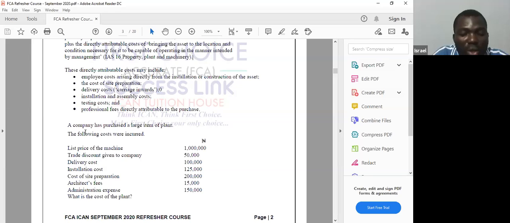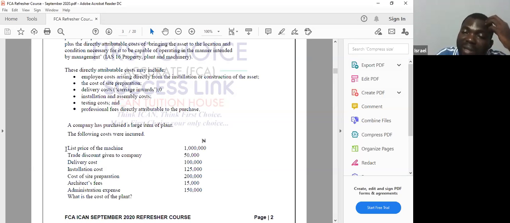So they incur the following costs. What are the costs they incur? Listed price of the machine is 1 million. Trade discount given to the company is 50,000. Delivery cost, installation cost, cost of site preparation, architect fees, administration expenses. Now they ask us to calculate the cost of the plant. What is the cost of the plant?